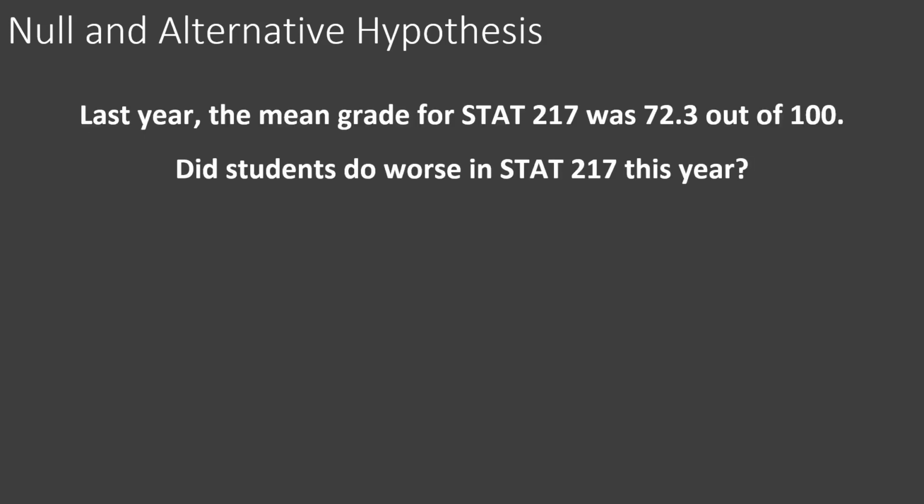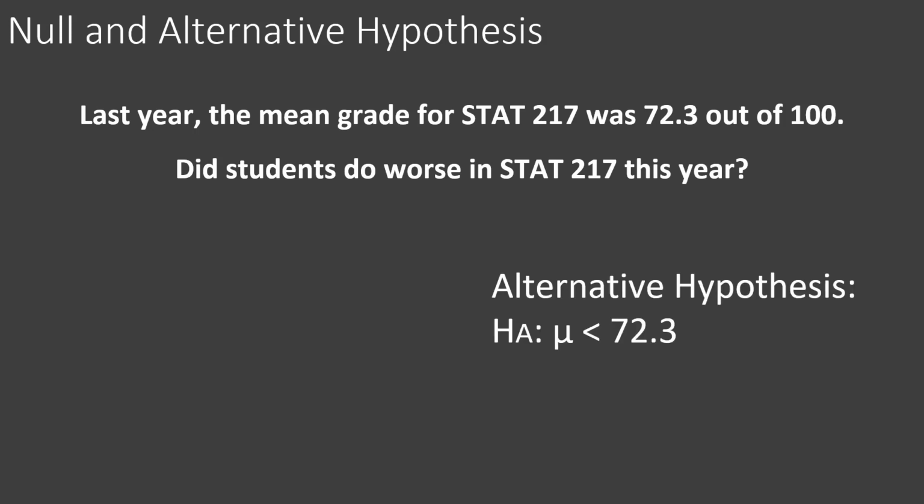Just another example: instead of using p, we'll be using means. Last year, the mean grade for Stat 2 and 7 was 72.3 out of 100. Did students do worse in Stat 2 and 7 this year? Again, you'd usually get more information, but going off the null and alternative hypotheses, it'll be mu is less than 72.3. The reason is that the last line asks, did students do worse? Once you see that, you know the alternative hypothesis is going to have a less than sign.